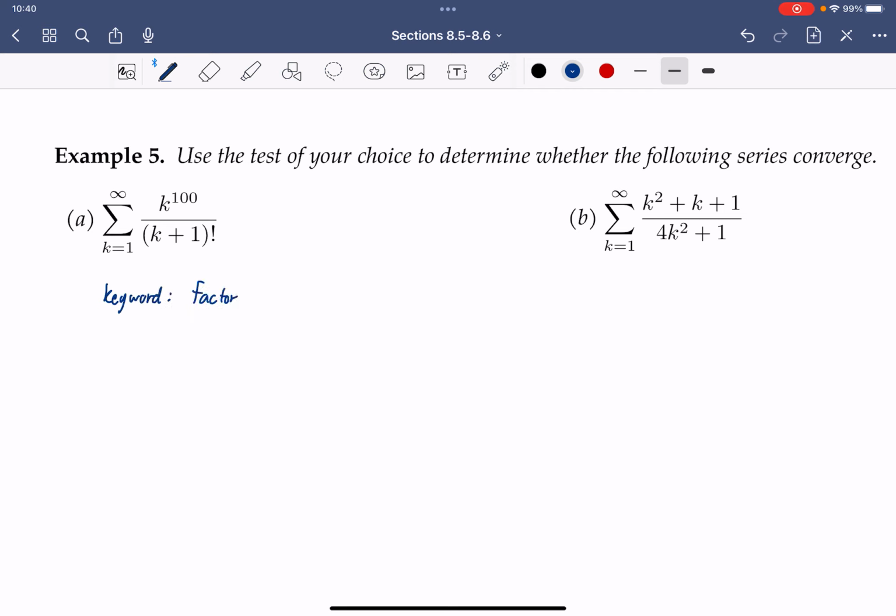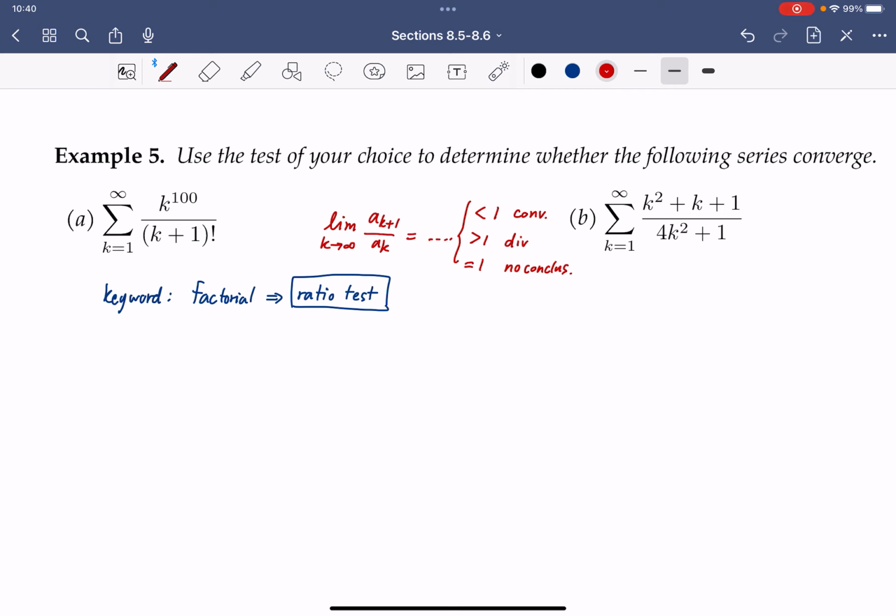When you see the factorial, you're going to use the ratio test. Not always, but usually factorial goes well with the ratio test, because you can cancel something. What is the statement of the ratio test? The statement is you do the limit of A sub K plus 1 over A sub K as K goes to infinity. If this limit is less than 1, that means the series converges. If you get something bigger than 1, that means the series diverges. If you get something equal to 1, there is no conclusion. So this is the statement of the ratio test.